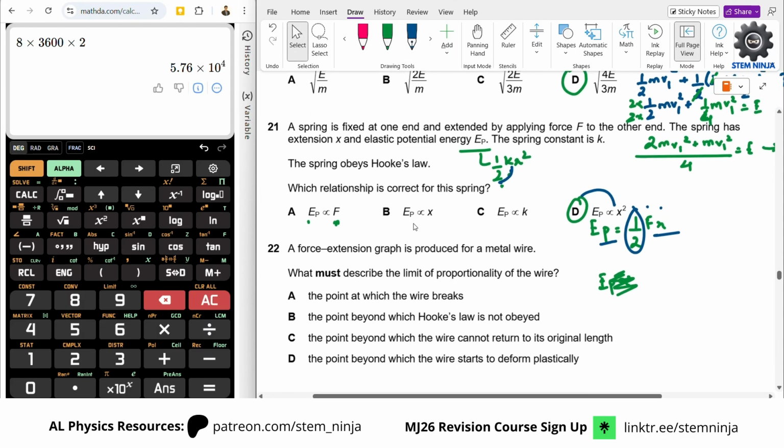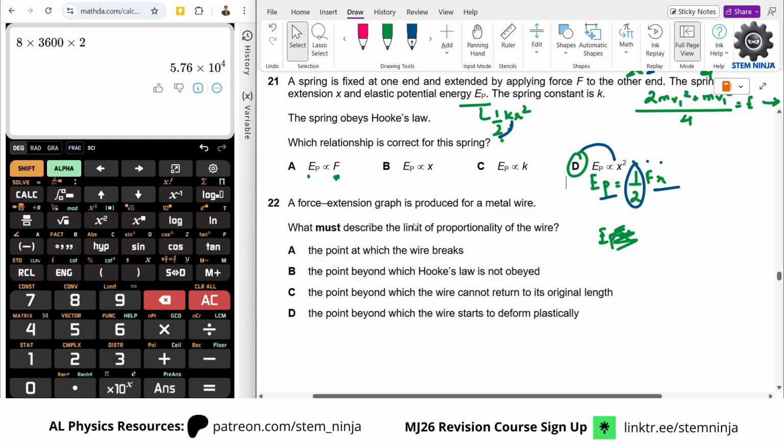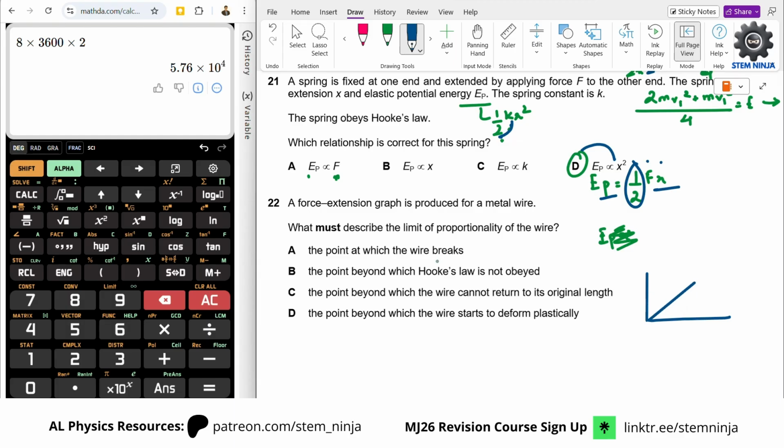The force-extension graph is produced for a metal wire. What must describe the limit of proportionality of the wire? On a force-extension graph, the limit of proportionality is where the straight line ends. Not the point at which the wire breaks, but the point beyond which Hooke's law is not obeyed. Hooke's law is that force is directly proportional to x. That would be the correct answer.